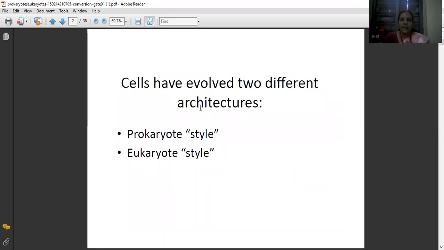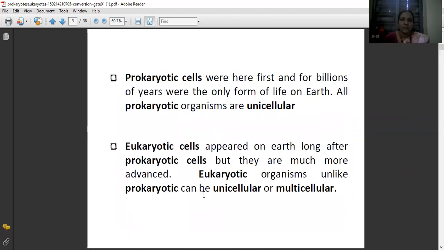So cells have evolved two different architectures. On the basis of its type and its structure, what is present in it, there are two types of cell, prokaryotic style and eukaryotic style. Already we have seen prokaryotic cells were here first, and for billions of years were the only form of life on the earth. All prokaryotic organisms are unicellular as they have a very small size. Those are small, single-celled animals, all of the prokaryotic cell.